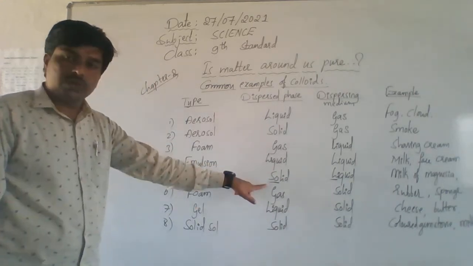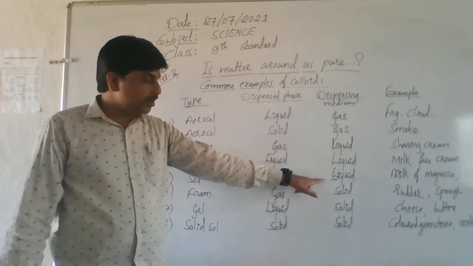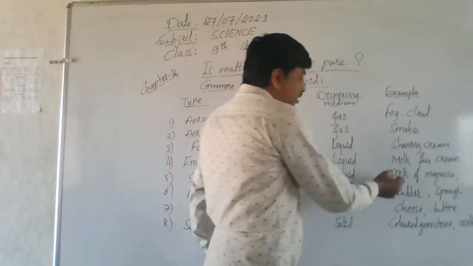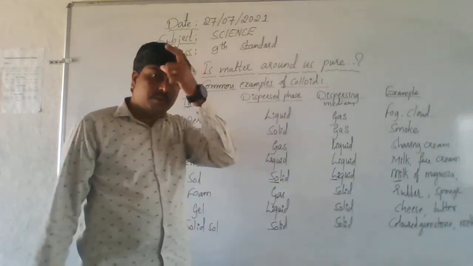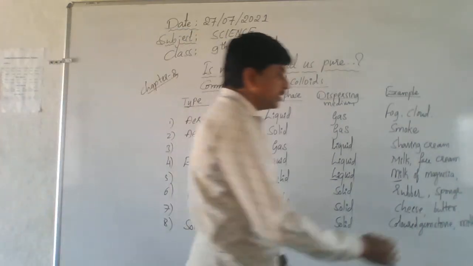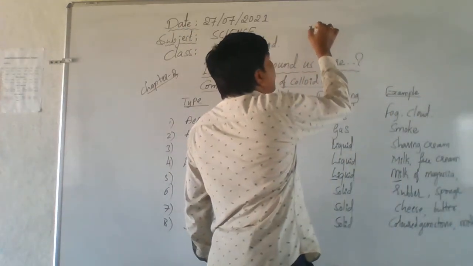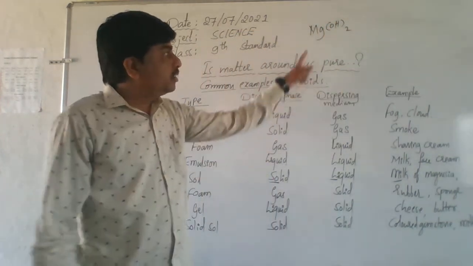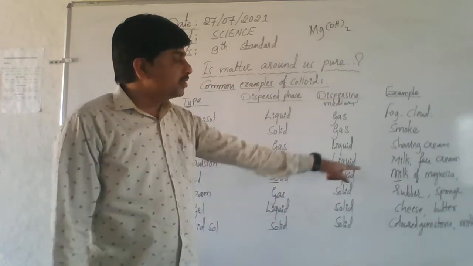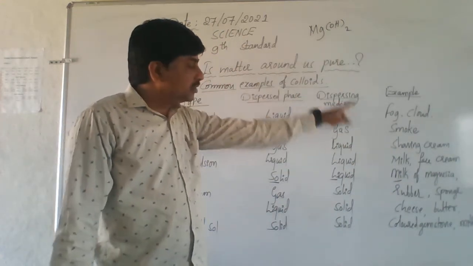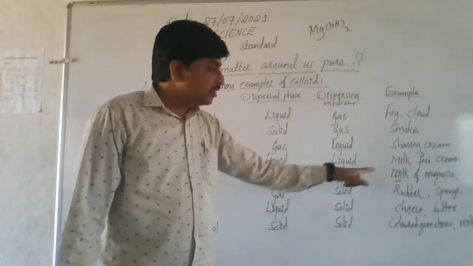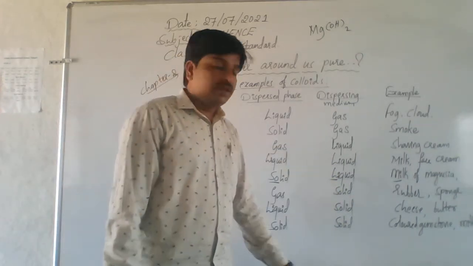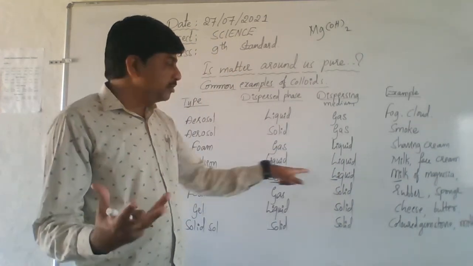Here the dispersed phase is solid and the medium is liquid. Hence they are commonly called sol. For example, milk of magnesia. Milk of magnesia is nothing but magnesium hydroxide. Magnesium hydroxide is generally called milk of magnesia by its common name. This milk of magnesia is the best example for solid in liquid. Here the dispersed phase is solid and the dispersing medium is liquid.